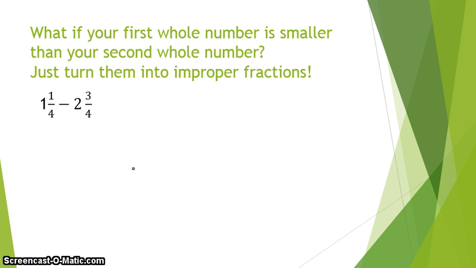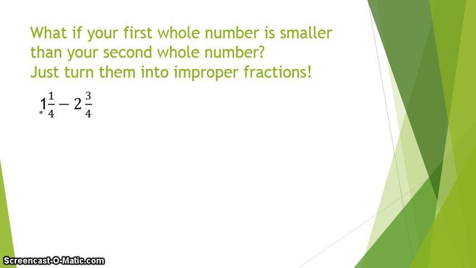Here's where it gets even trickier. What if your first whole number is smaller than your second whole number? Then you have to turn them into improper fractions. That's absolutely important, because if you just try to do this using your addition and subtraction rules, you will end up with the wrong answer. So you have to turn these into improper fractions if your first whole number is smaller than your second whole number. 1 is smaller than 2, so you're in trouble. You got to turn them into improper fractions.